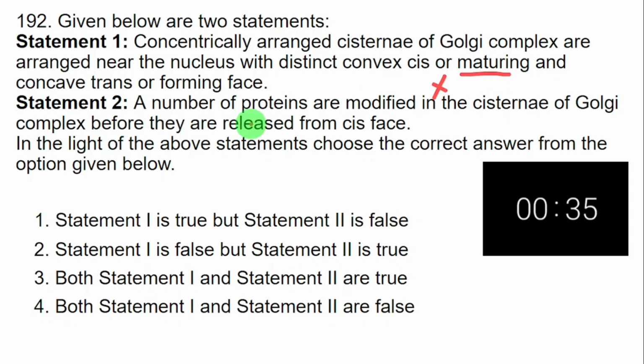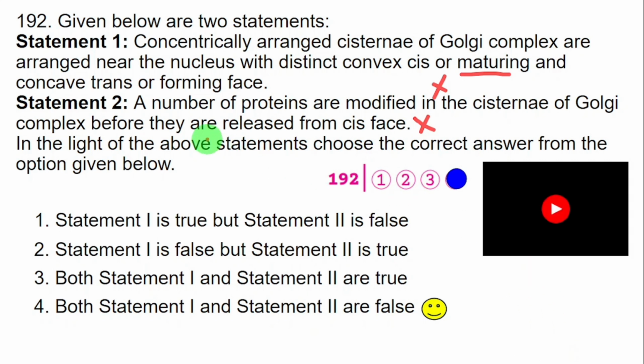Statement 2 says a number of proteins are modified. Correct. Proteins are modified in the cisternae of Golgi complex. Correct. Before they are released from cis phase. Cis is again incorrect. This is trans phase. So both the statements are incorrect. Both the statements are false. Option number 4 is the answer. Mark it on the OMR sheet. 192 is 4.